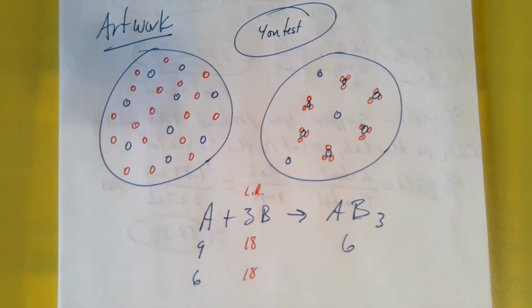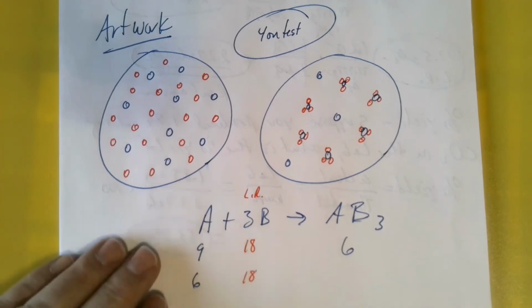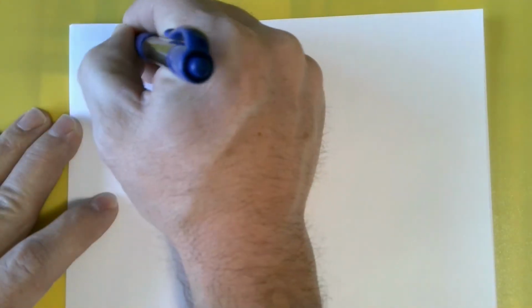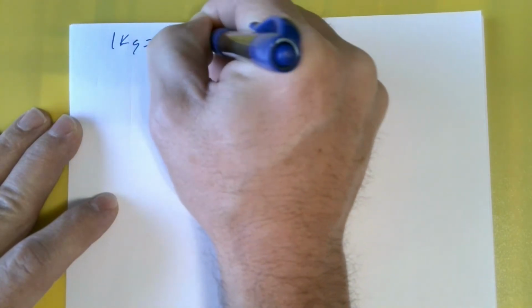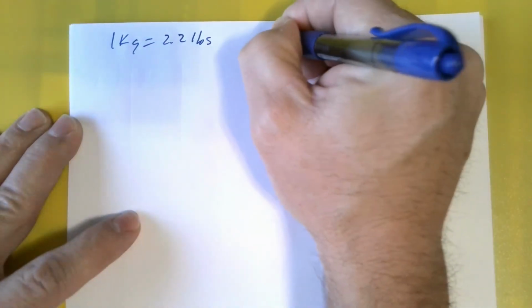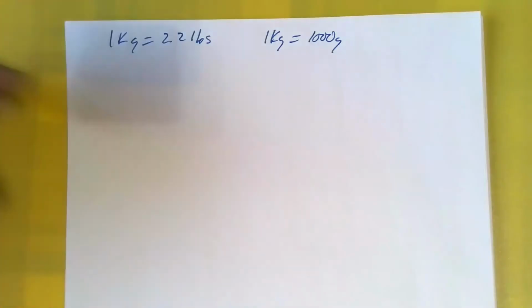Is that making sense or no? Yes. Okay. Alrighty, so that's that. Next topic: I got a couple of emails last night about these, so before I do that, write down these two conversions on your 3x5. 1 kilogram is equal to 2.2 pounds, and 1 kilogram is equal to 1,000 grams.